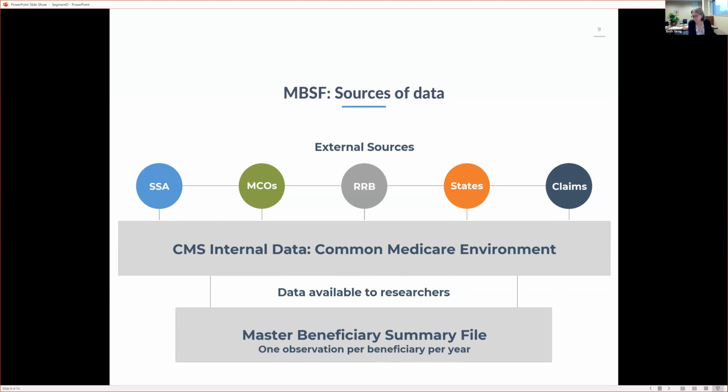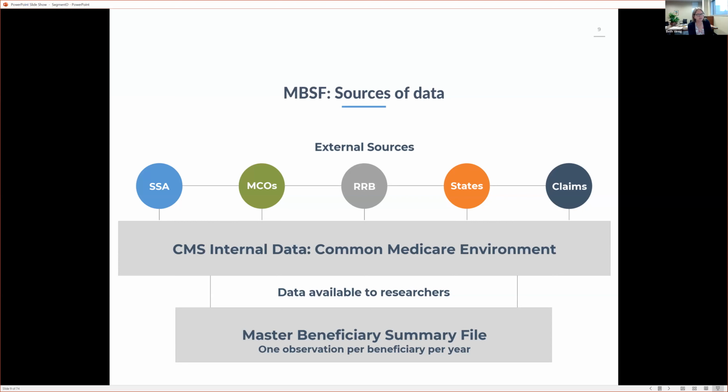From states, remember we talked this morning about state buy-in, where the state helps with premiums, co-pays, and deductibles in Medicaid. The states input that information. And then from claims, things are known and validated. All of that gets put into this common Medicare environment, which is an internal data set. If you see old versions of things like managed care, this environment has been renamed a couple of times, but it's the same idea. It's just a massive database that is never released out to the public.